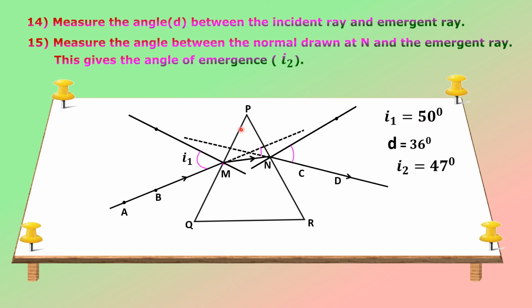The value of A is 60, it is constant for this prism. 60 plus 36 is 96 degrees. So A plus D should be equal to I1 plus I2. So 60 plus 36 we get 96, and I1 plus I2 equals 97. The error in this case is just 1 degree.